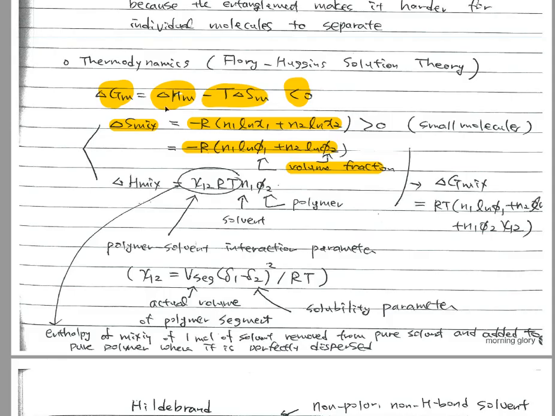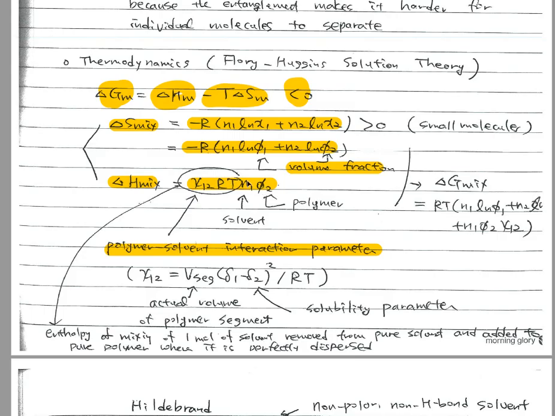How about delta H, the enthalpy change upon dissolving polymer in a solvent? Delta H mix has these relations. We won't really go into the details of how we get these expressions. We just simply accept this equation. So delta H mix of a polymer solution is chi12, some constant called the polymer-solvent interaction parameter, times RT times N1, the number of moles of solvent, times phi 2, the volume fraction of polymer.